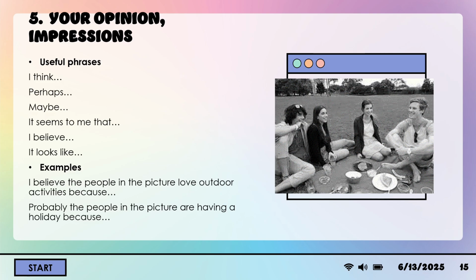Okay? Examples, I believe people in the picture love outdoor activities because they are sitting there having a picnic. Then you elaborate on why you say that. Probably because the people in the picture are having a holiday, because they are in a happy situation where they are not doing work. So just use some of these phrases when you can.